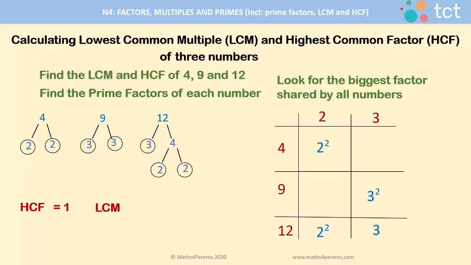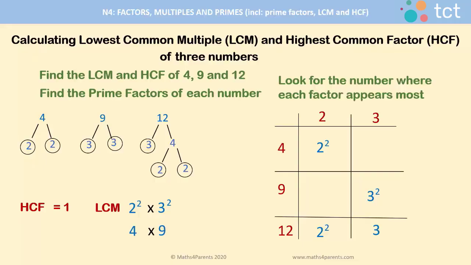To find the lowest common multiple, we look for the number where each factor appears most. So for 2, both times it appears, it's 2 squared, so we just put 2 squared in once. For 3, we have a 3 squared and a 3, so the biggest one is 3 squared, so we put that in to calculate our lowest common multiple. 2 squared times by 3 squared, which is the same as 4 times 9, and that's 36. The lowest common multiple for 4, 9 and 12 is 36.